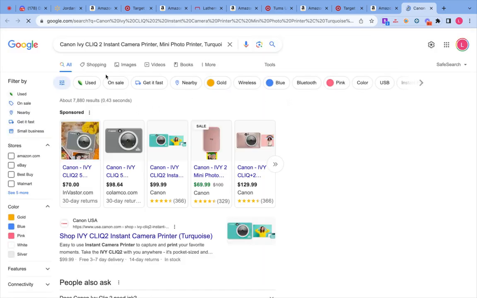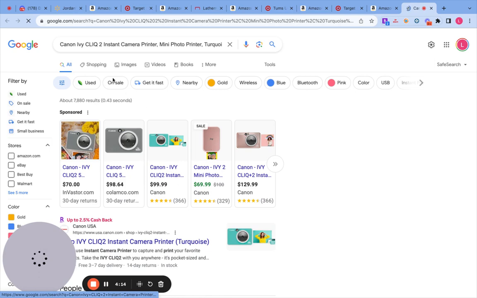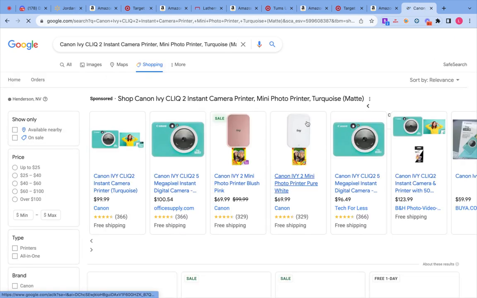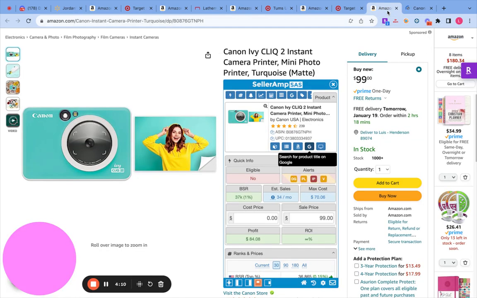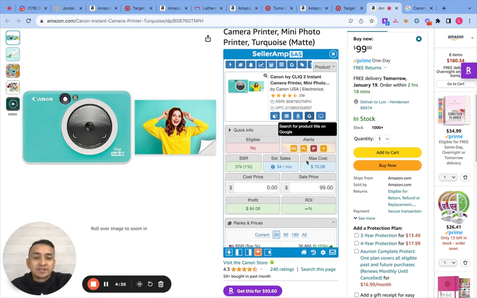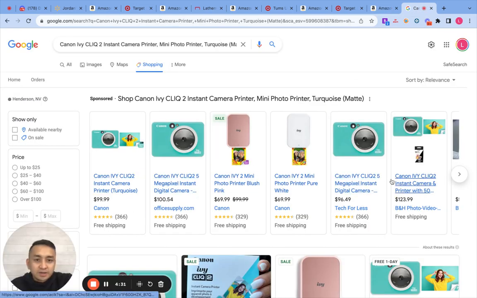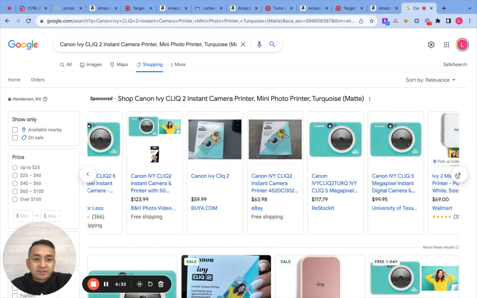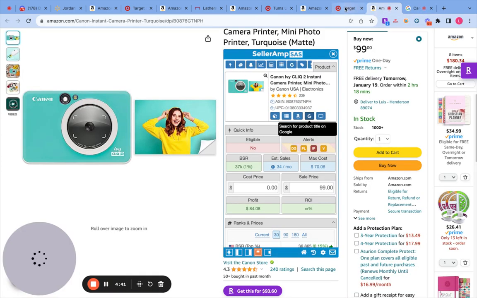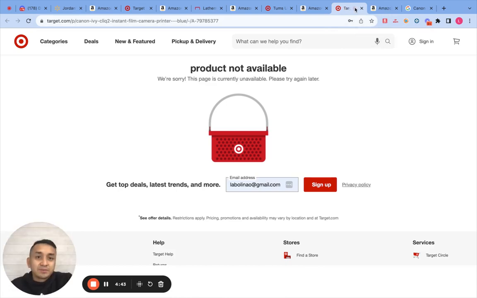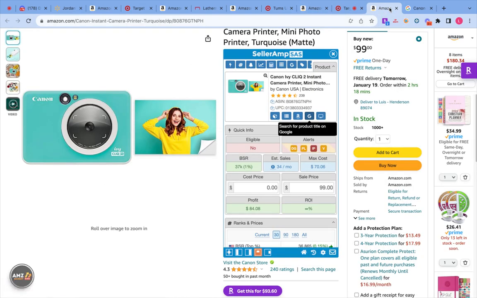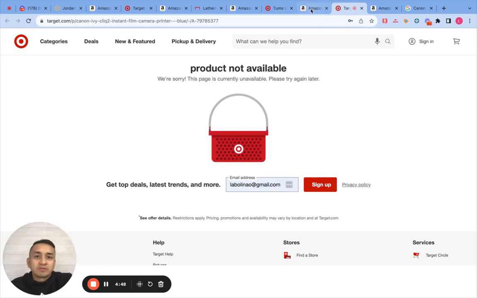and then I would go to shopping, and I look for the exact same product with a max cost of $70.06, right? So I would look for the same product that's basically under 70 bucks. I think this one maybe, right? But I'll save that for another video, guys. For this example, I'll just skip it because the product is not on Target anymore.